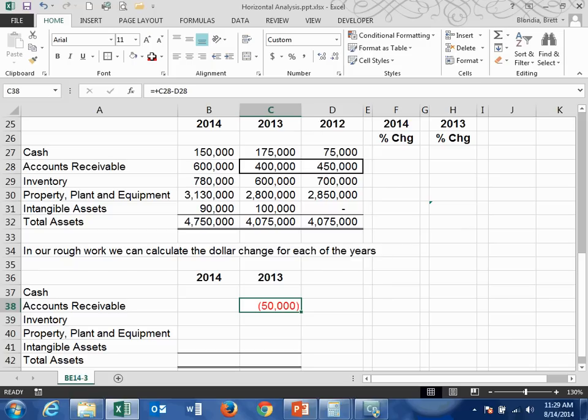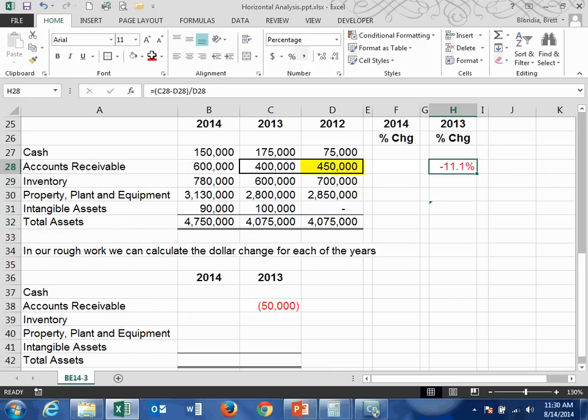What I need to do to turn that into a percentage is to take that dollar change and divide it by my base period amount. So 50,000 divided by 450,000 gives me a negative 11.1% change in accounts receivable. So anytime the value goes down year over year, you're going to end up with a negative percentage and a negative dollar amount because it's gone down. If it's gone up, then it'll be a positive. Okay? So that's how we do accounts receivable for 2013.